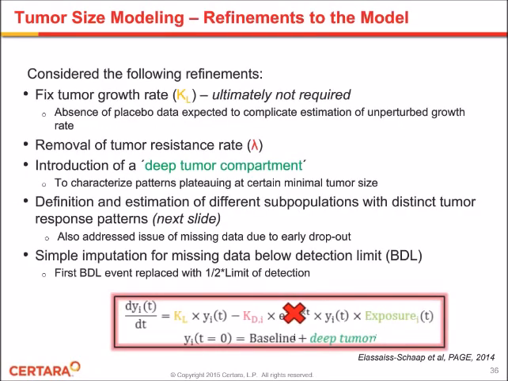So the refinements to the model that we considered to accommodate this variety of patterns were the following. Initially, we looked at fixing the tumor growth rate because we did not see this regrowth occurring. We wondered if we could actually estimate a growth rate. Ultimately, we didn't need to fix it and we could estimate it. We did remove the tumor resistance rate because of the lack of regrowth observed.